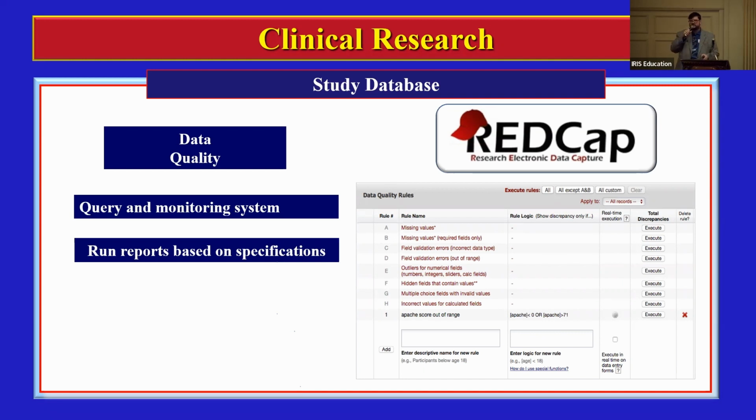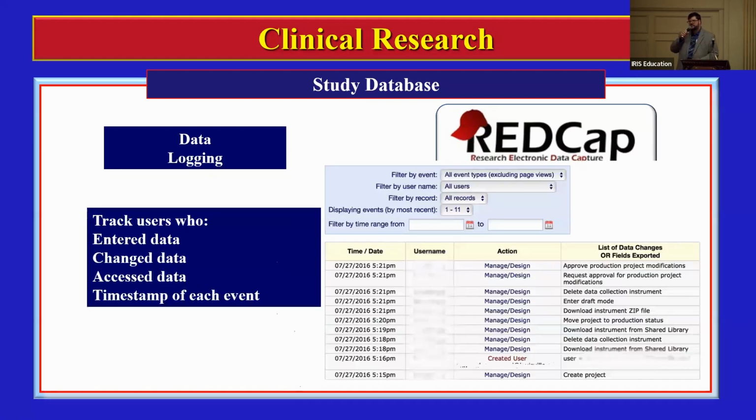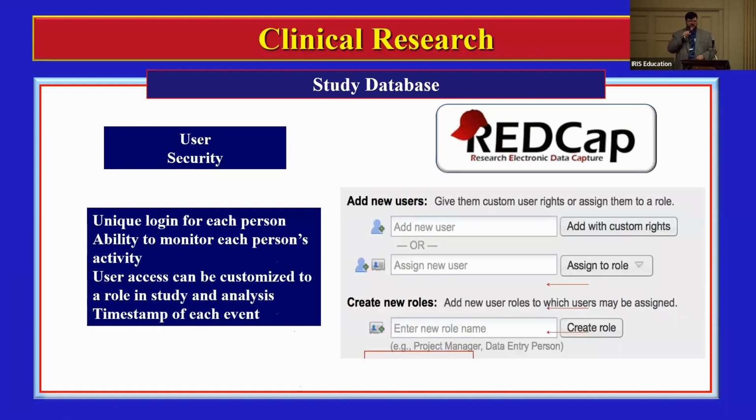You can also set up reports to run based on things that you specify. And so when you want to have a list of who are all the patients with COPD in your data, you can use REDCap to easily generate those reports. REDCap also logs all of your data, so you can track who has entered data, who's accessed it, who's changed it, who's designed the database, who has exported the database. Essentially, if anyone has ever touched it, it's logged. And it's also time-stamped. So it's an incredible feature for control of your database.